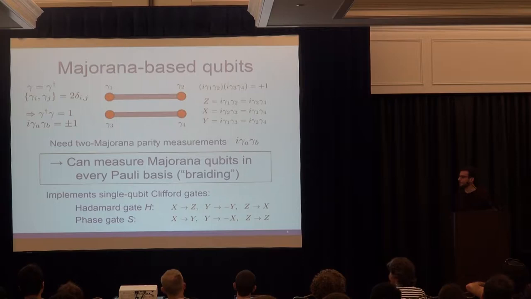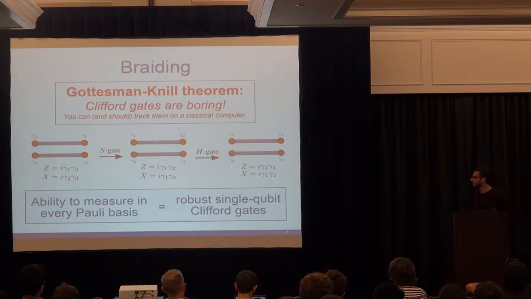You could, of course, just start exchanging Majoranas between wires. And that would basically just reshuffle the ordering of the Majoranas. So it would map Pauli operators onto other Pauli operators. But why would you do that? Why would you put all of this effort into moving Majoranas just to get single-qubit Clifford gates? After all, Clifford gates are boring. There's even a theorem for that. The Gottesman-Knill theorem tells you that you can always track Clifford gates on a classical computer. And you should do that, because after all, doing nothing is much easier than doing something.